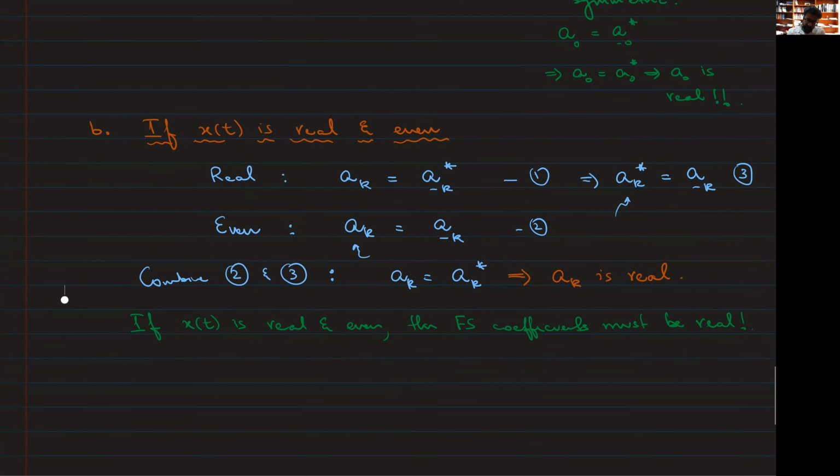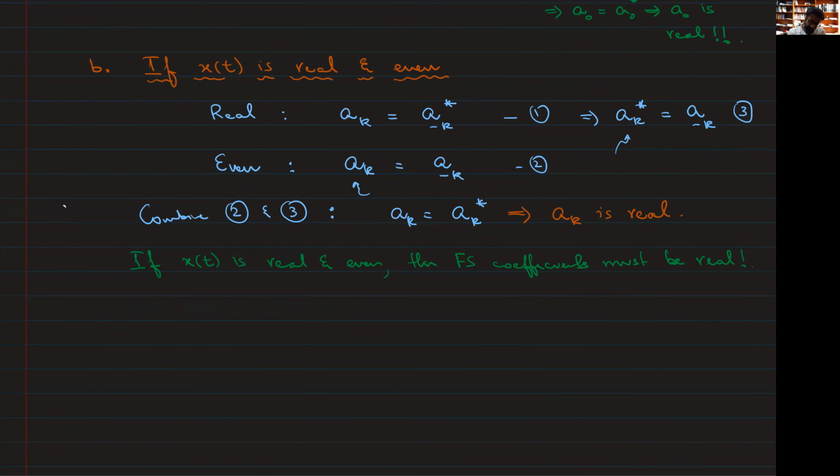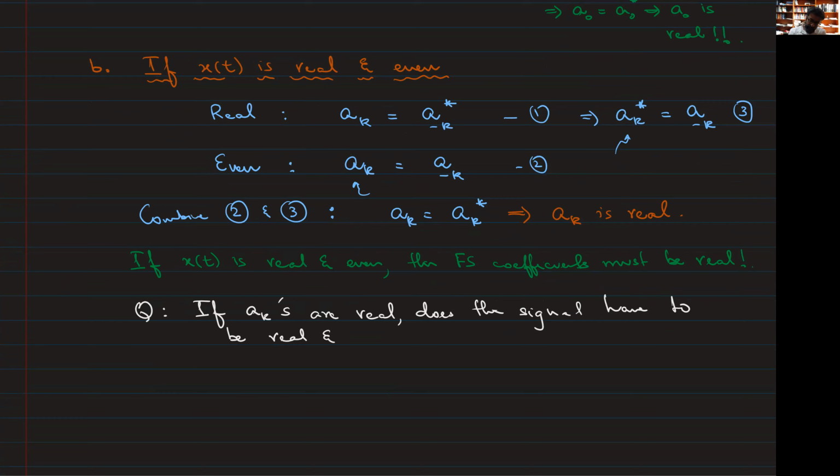Okay, I'll leave this off as an exercise because this was, for example, a problem in one of the midterm exams a few years ago. So the question is the following: if the a_k's are real, does the signal have to be real and even? I mean, must it necessarily be real and even, or is there some other thing we're missing here?